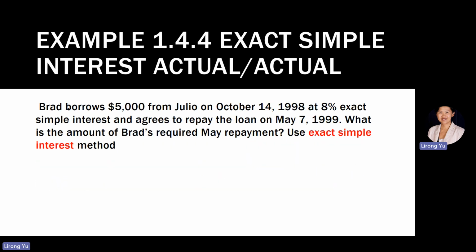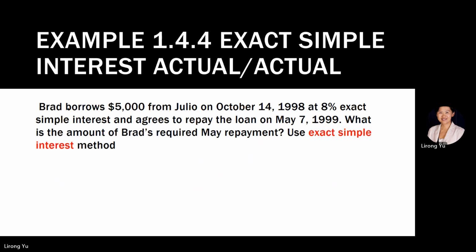This one is calculating exact simple interest, that is, actual over actual. Brad borrowed 5,000 from Julio on October 24, 1998 at 8% exact simple interest and agreed to repay the loan on May 7, 1997. What is the amount Brad is required to repay?